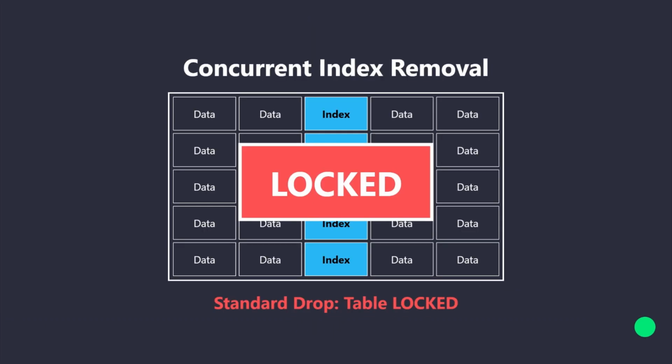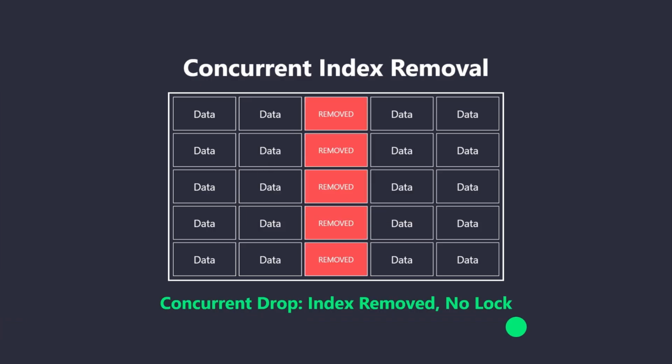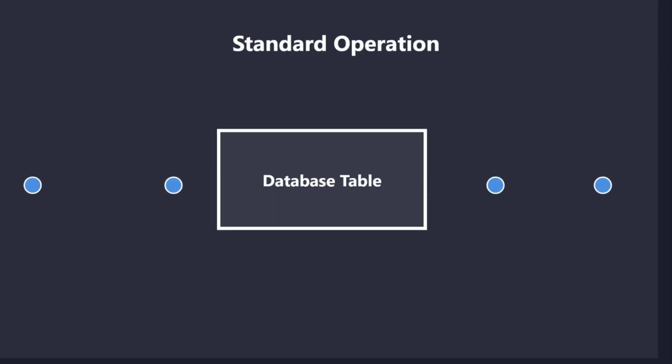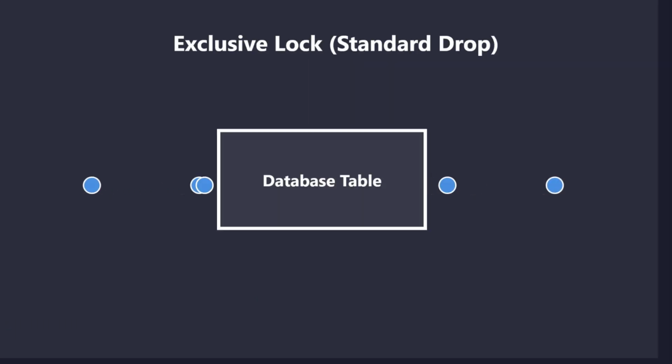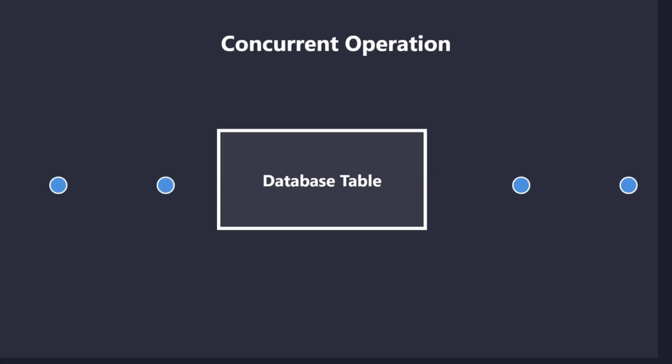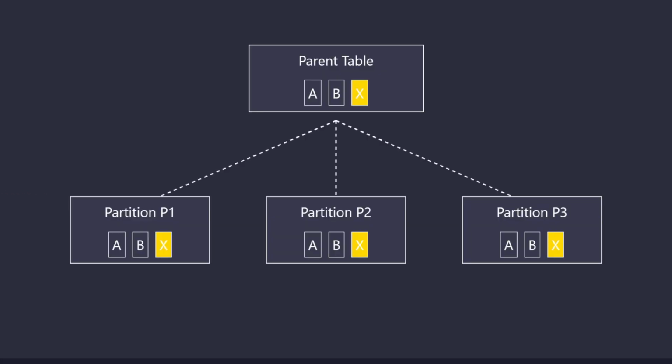Indexes on the column you are dropping should be removed separately using the drop index concurrently command. This prevents long locking periods during the index deletion phase. The concurrently keyword allows Postgres to drop the index without taking an exclusive lock on the table. This is an essential step for maintaining availability during cleanup.